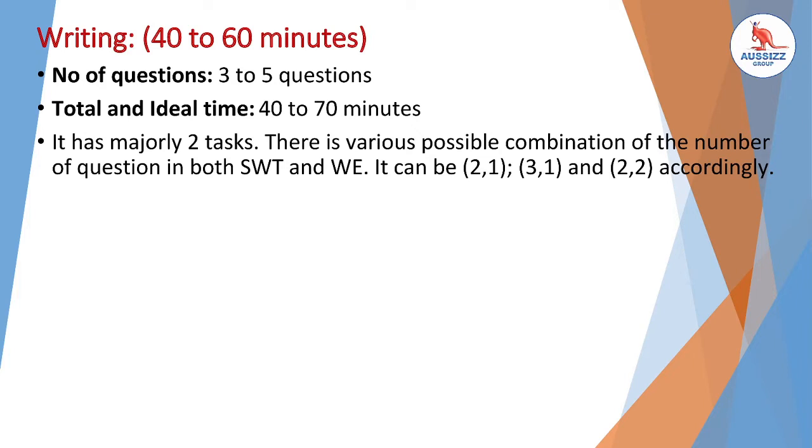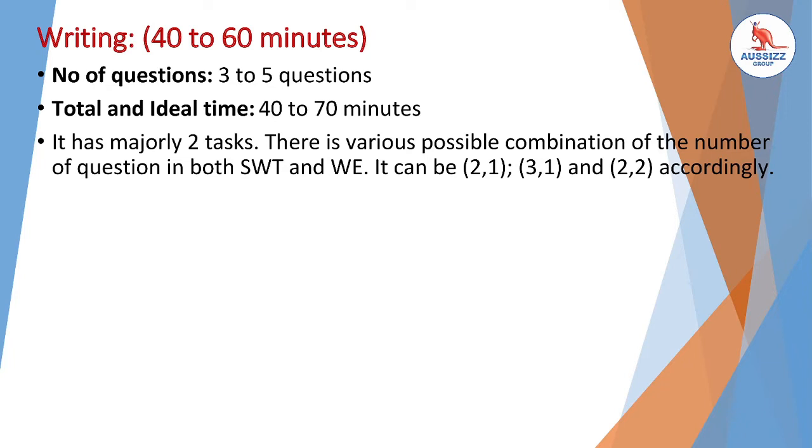Alright, jumping to the writing module. So writing is of 40 to 60 minutes. How come 40 to 60? Because there are 2 tasks in writing, that is summarize written text and essay, that is SWT and WE. So if you are getting 2 questions in summarize written text and 1 question in essay, it will be approximately 20 for summarize written text and 20 for essay. So the time duration would be 40 minutes.